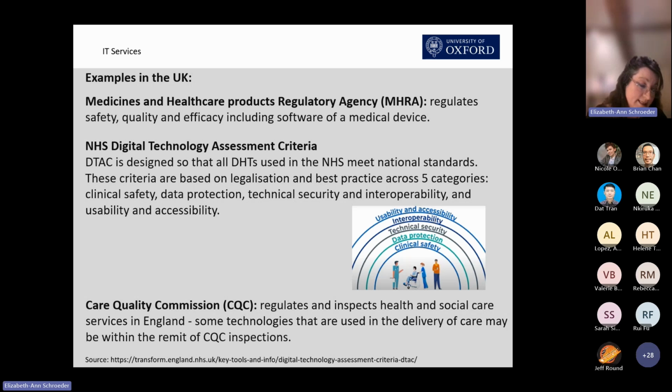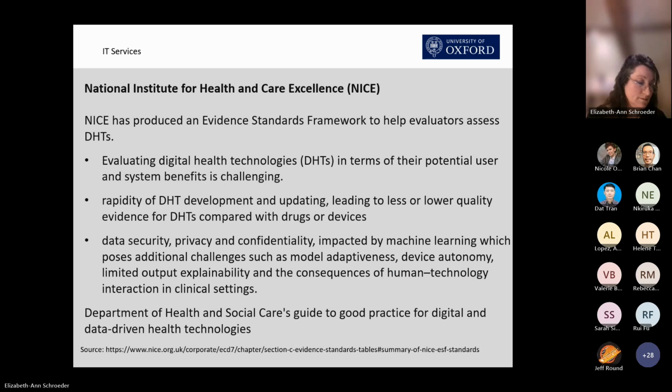The UK Care Quality Commission does not set out criteria for evaluation, but regulates and inspects services in England, and some technologies that are used in the delivery of care may be within the remit of CQC inspections. The key player for setting out evaluation principles is, of course, NICE, the UK's health technology assessment body.